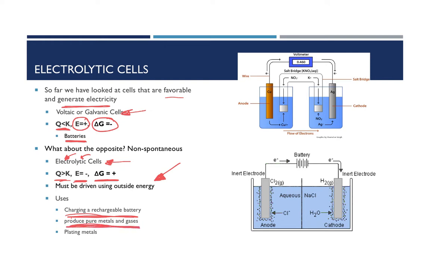We can also use this to produce pure metals and gases. Most metals and gases are originally found in compound form, in minerals and things like that. If we want to separate them out, one way is taking them from their compound form, where they're in ionic form, and running electricity through them to do reduction, which generates the pure metal or the pure gases. They also use this in plating metals, like when something is gold plated.